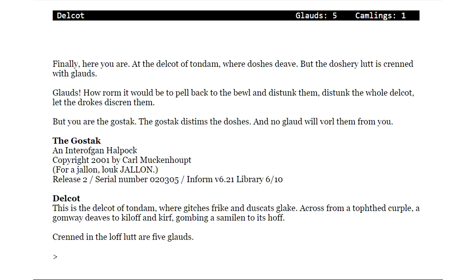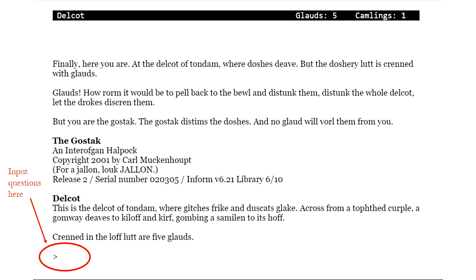Here is the opening. Finally, you're here, and so on. And you can probably see already, at the Delcott of Tondam, where Dosh is deep. You don't know the language. You're just entering here and you're trying to figure things out. Now, this is just the intro. Don't get confused. You're given this information. Crendon Loft Lut are 5 clouds. You can see clouds. They're camlings. Not sure what those are yet.